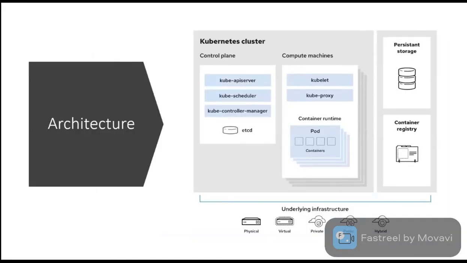This is the Kubernetes architecture. As you can see, there is a control plane and the computing machines. The control plane runs all the required services, such as API servers and schedulers, to maintain and manage all the services running in the Kubernetes cluster. Whereas the compute machines have the proxies, pods and containers which run the actual services. The storage is provided by persistent volume storage, and the container registry will be used to authenticate the users.